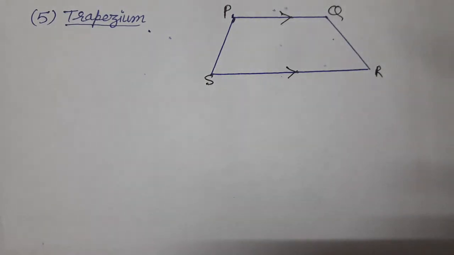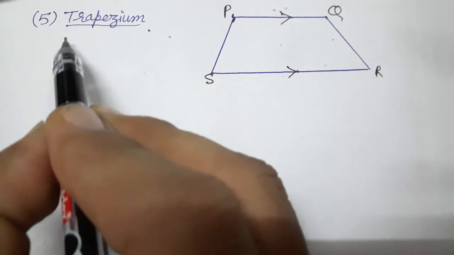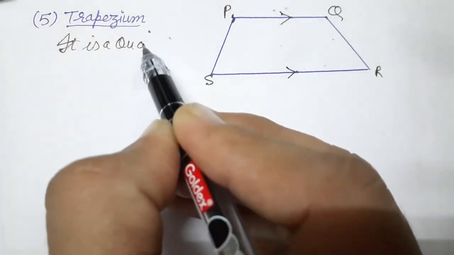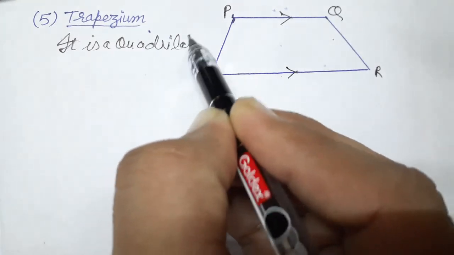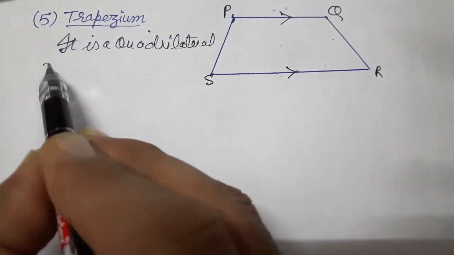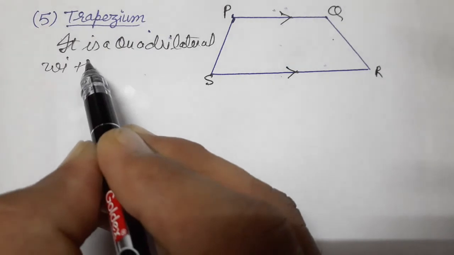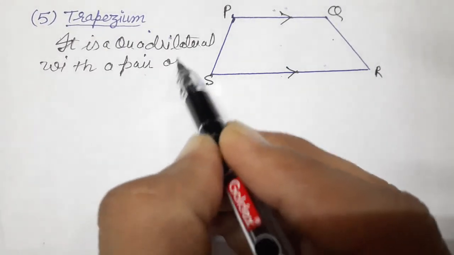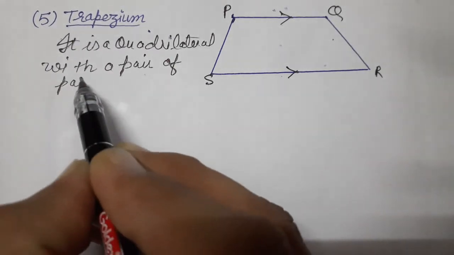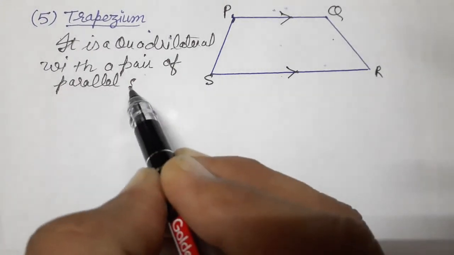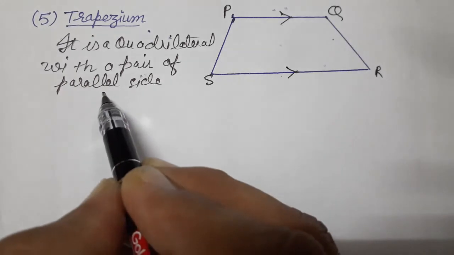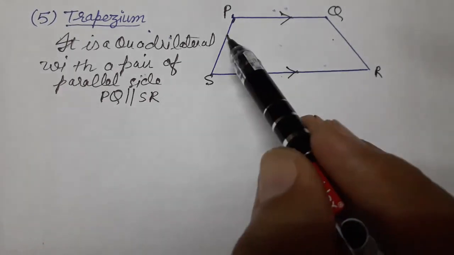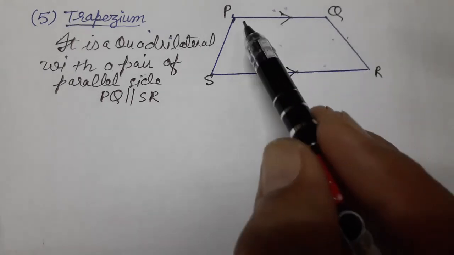So right, it is a quadrilateral with a pair of parallel sides. One pair of parallel sides. So only one line is parallel, which is PQ parallel to SR. And the second side is not parallel.